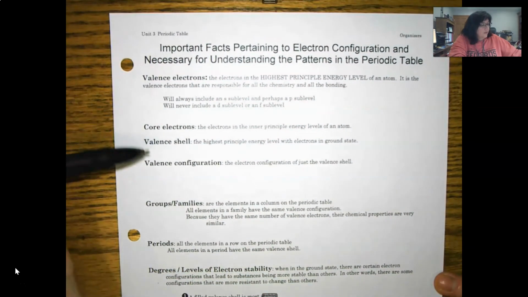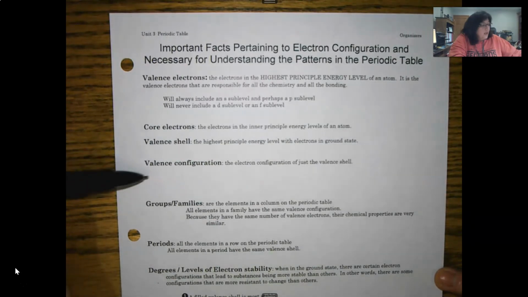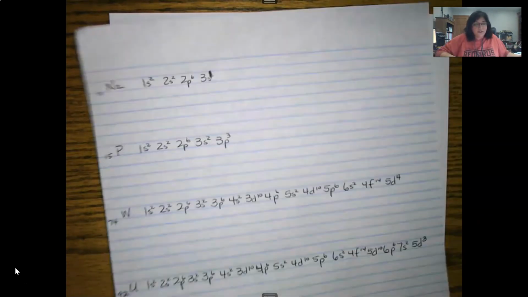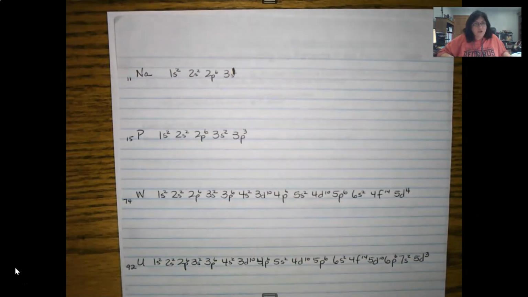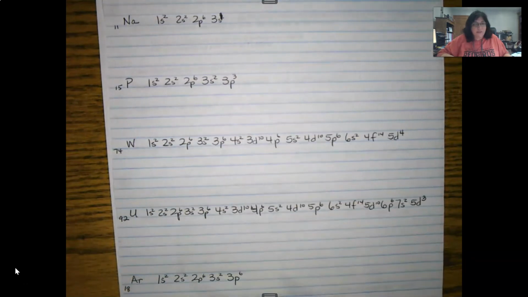What else do we have here? Valence electron, or valence shell, is the highest principal energy level that contains electrons. And then valence configuration. Okay, that is the electron configuration of just the valence shell. So I've got some examples of elements that I want to use to drive those ideas home: sodium, phosphorus, tungsten, uranium, and then down to argon, which is our noble gas.